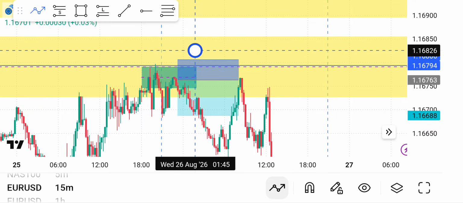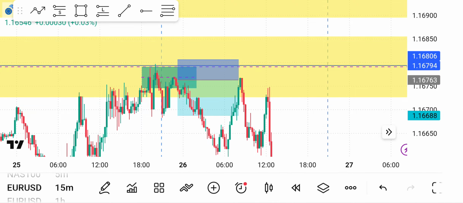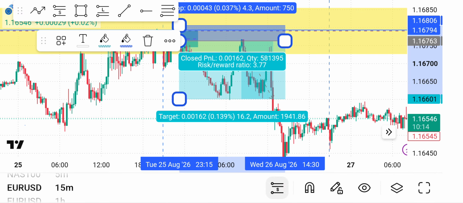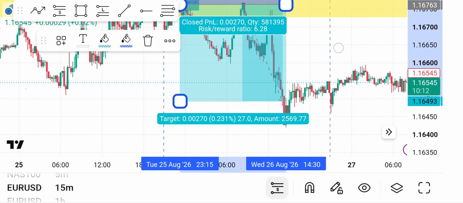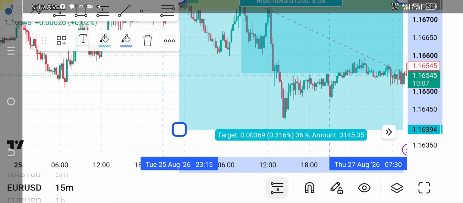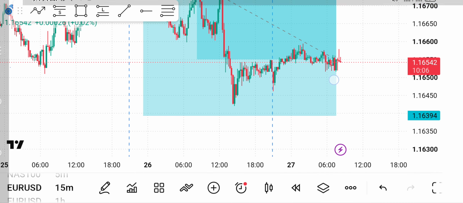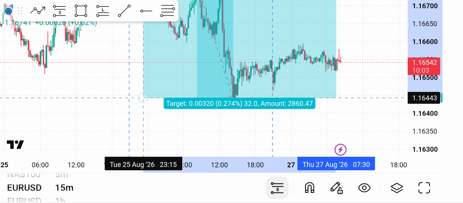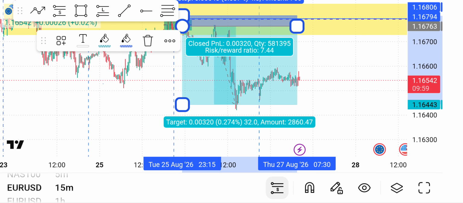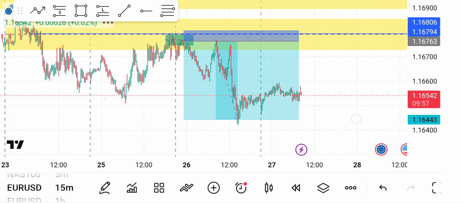As you can see, price came towards that area, then moved. This was how price moved. As you can see, price moved, and from that area price gave 1:7. So that is how I normally do my top down analysis.